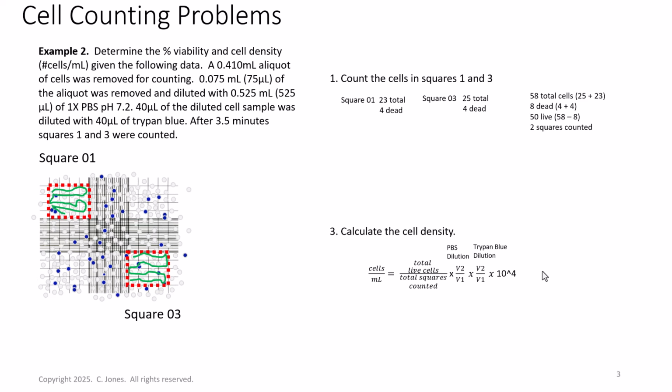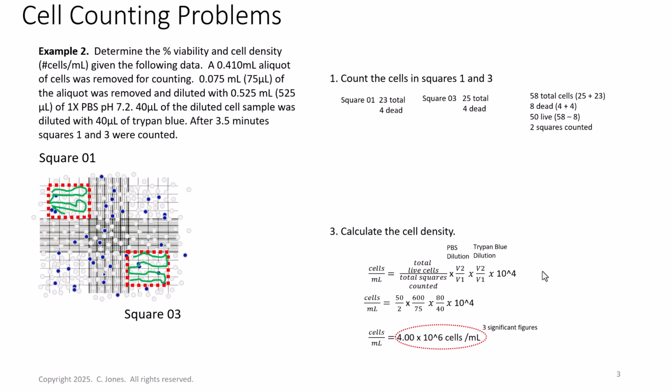the volumes together. Okay, so it's going to be 50 live cells, because remember, only live cells will divide when we passage, divided by just 2 squares, times 600, that comes from 525 microliters plus 75 microliters, that's our final volume, divided by 75 microliters of cells, times 80, that's 40 plus 40 divided by 40, times the hemocytometer correction factor. Do the math on your calculator, and we get 4.00 times 10 to the 6 cells per mil. Again, 3 significant figures.